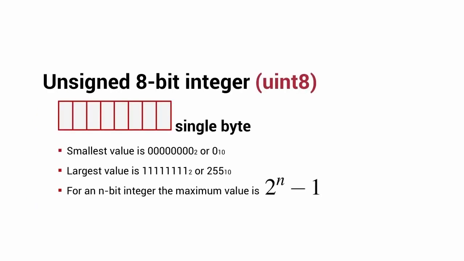In terms of the actual computer hardware, the uint8 type is stored in a single byte of the computer's memory. The smallest value is when all of the 8 bits have got a value of 0, equivalent to a decimal value of 0, and the largest value is when all of the bits have got a value of 1, which is equivalent to the decimal value of 255. For an arbitrary n-bit integer, the maximum value is 2 to the n minus 1. MATLAB supports a number of additional unsigned integer types. It supports a uint16, which has got 16 bits, and a uint32, which has got 32 bits, and these are able to represent numbers with much larger maximum values.